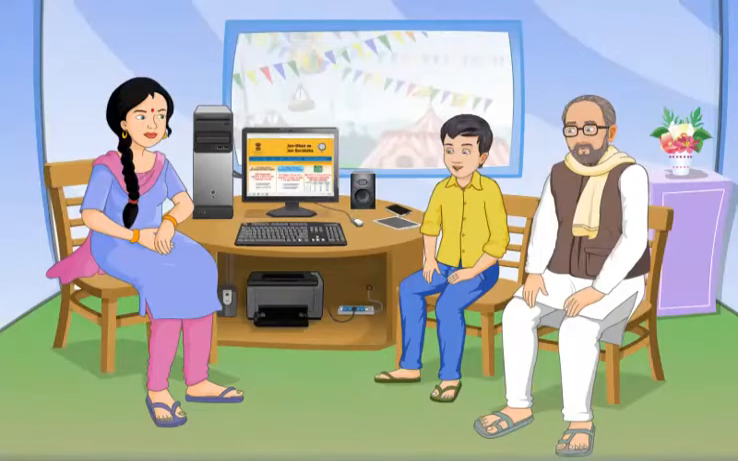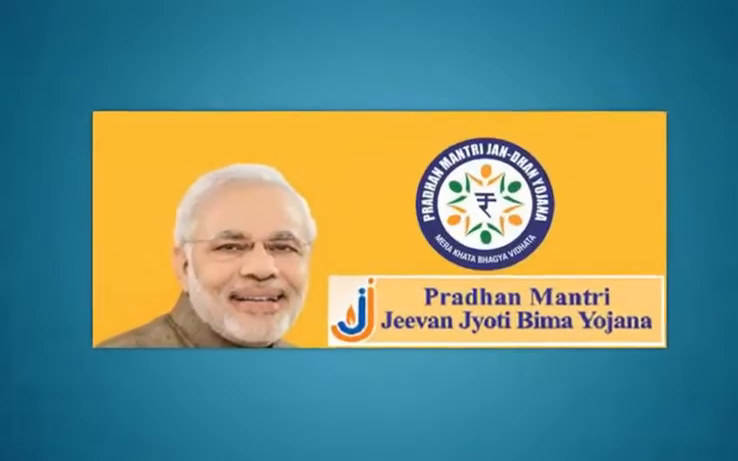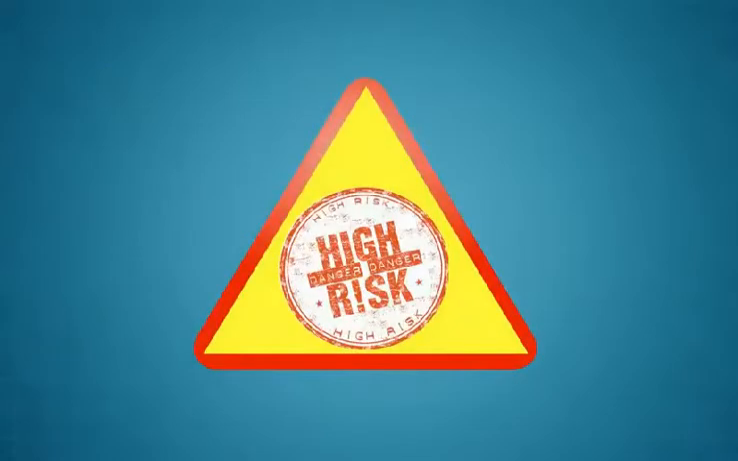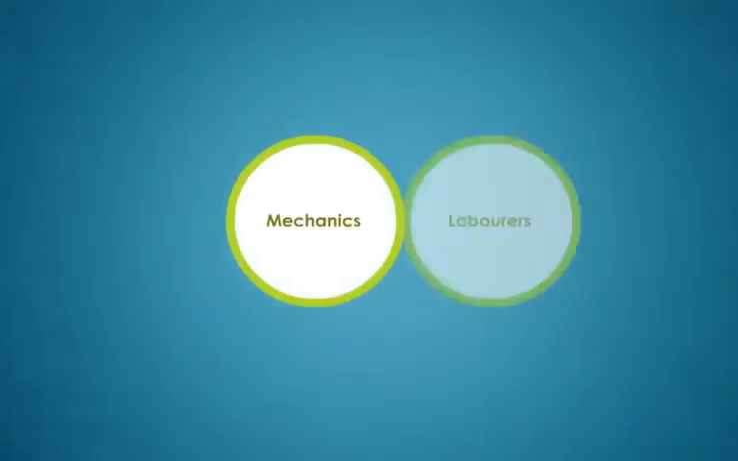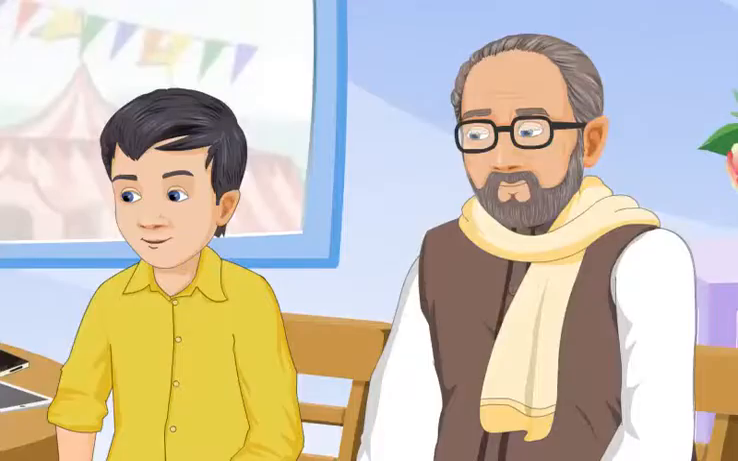What is the age limit of a person who can apply for this scheme? It's 18 to 60 years. Government also provides Pradhan Mantri Suraksha Bima Yojana, to provide personal accident insurance to the high-risk category such as mechanics, labourers, truck drivers, which involves a lot of travelling. How can I get enrolled in this scheme?